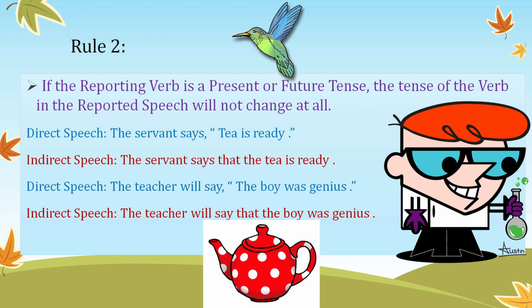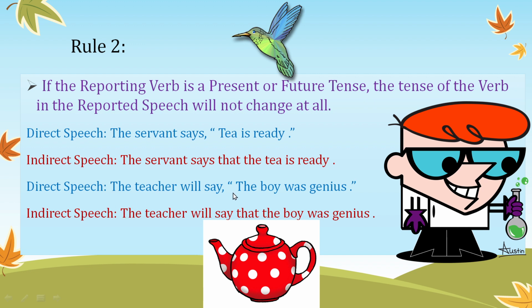Let's take two examples. The servant says, "Tea is ready." So this is a present tense, so we are not going to make any change in the reported speech. It will come as it is. The servant says that the tea is ready. Again, tea is not a proper noun, so we have made it small t in tea.